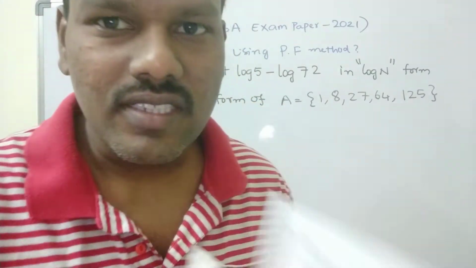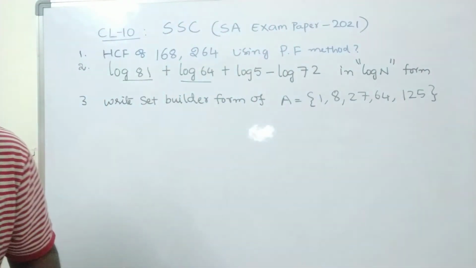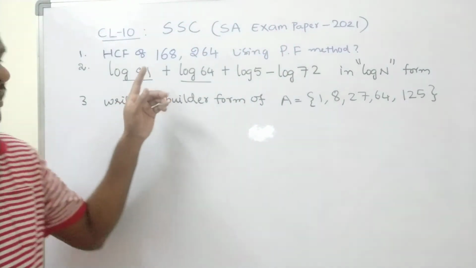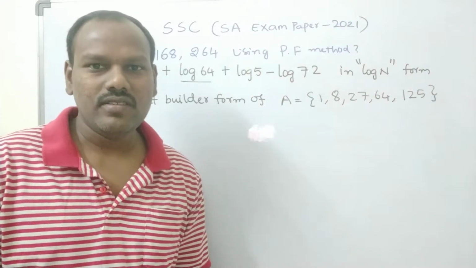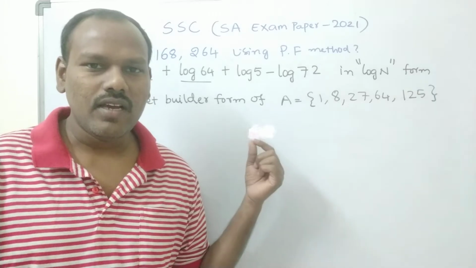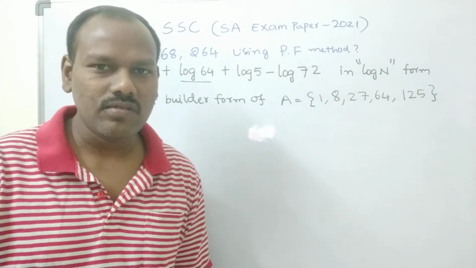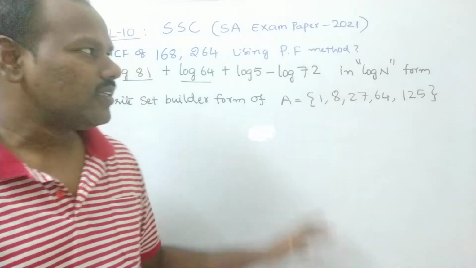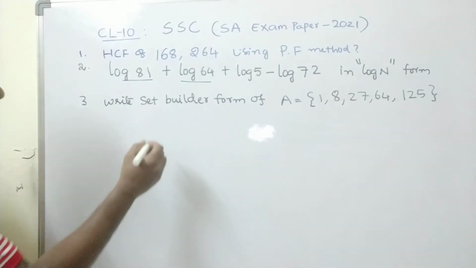So now let us discuss the same paper, SSC paper, Math, 10th class. Now we have the first question. Find the HCF of 168 and 264 using the prime factorization method. Usually it will be asked like, find the HCF using Euclid's division lemma. That is actually a general question we expect, but this time he gave a different manner, which is the prime factorization method.